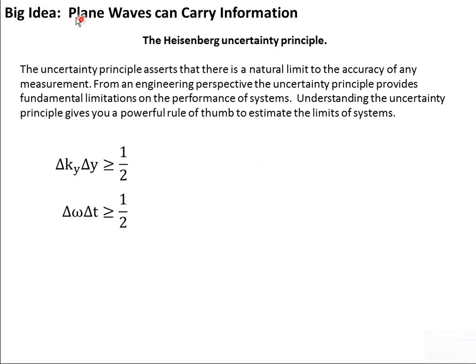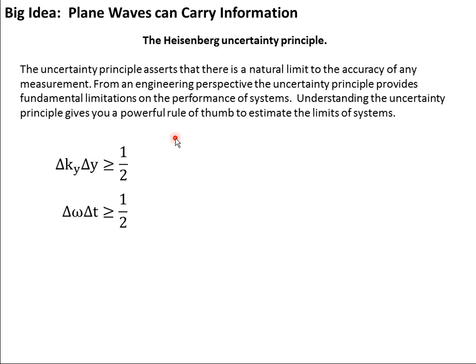Beyond carrying energy, plane waves can also carry information. And to understand this, we have to understand the Heisenberg uncertainty principle, which essentially states there's a limit to the accuracy of any measurement. There are lots of ways to state this, but the two ways we're going to explore are that the variation of the y component of the k vector, delta k_y, times how accurately you know the position of the wave in the y direction has to be greater than or equal to 1/2, or the bandwidth of the signal, delta omega, times how accurately you know the position of the signal in time, delta t, also has to be greater than or equal to 1/2. So how does this work?